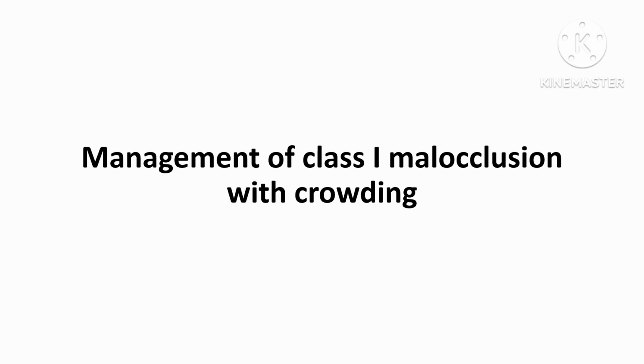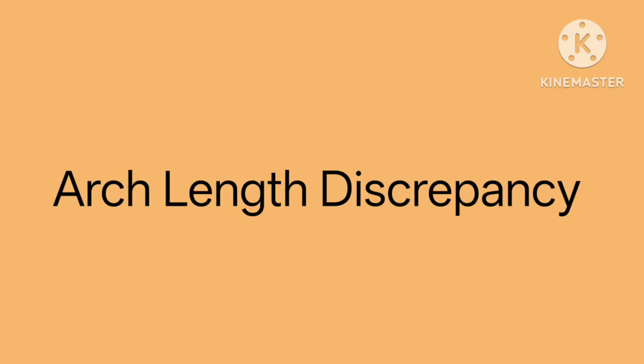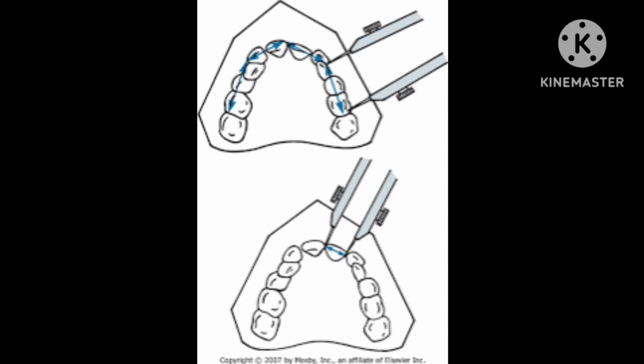In the management of class 1 malocclusion with crowding, the treatment approach depends largely on the severity of crowding. Crowding and spacing are diagnosed by comparing the arch length available with tooth material required. The arch perimeter is measured along the arch using brass wire or divider, while tooth material is obtained by summing the mesiodistal width of the teeth with a caliper.